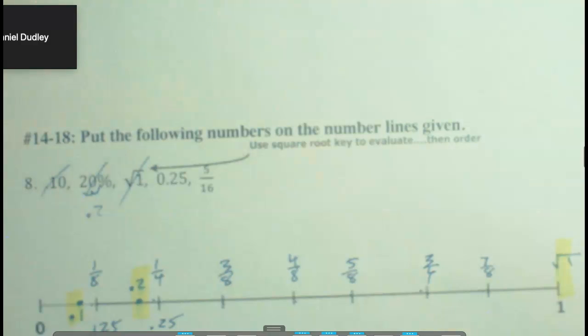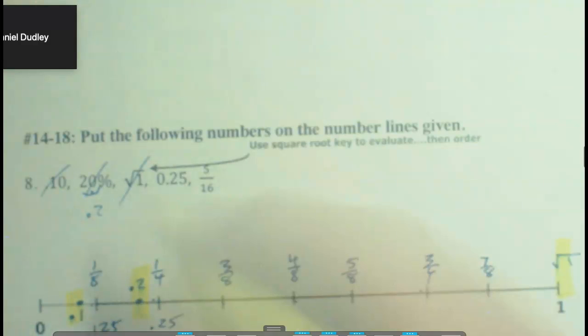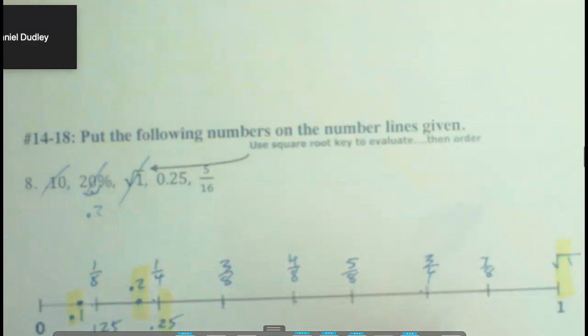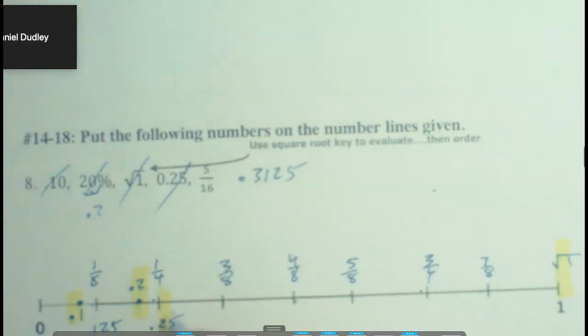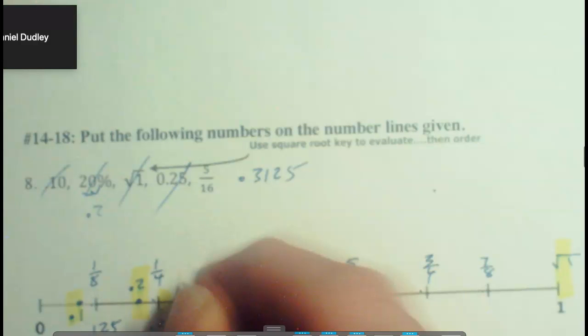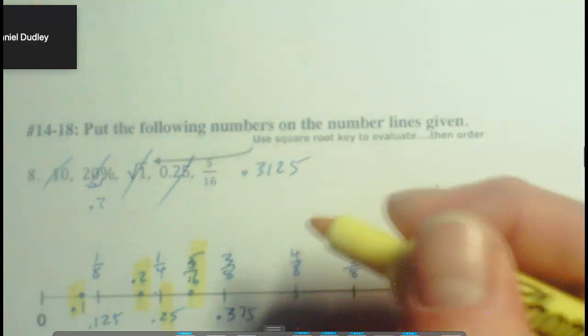Now we have 0.25. Finally, something we've already got on there. I've already labeled that. That's 1/4. That's right here. 0.25. And then we have 5/16. And you remember that from above, that's 0.3125. Well, if this is 0.25 and this is 0.375, that's going to be right about here someplace. 5/16, just put that there. And there you go. You've got that all done and labeled.